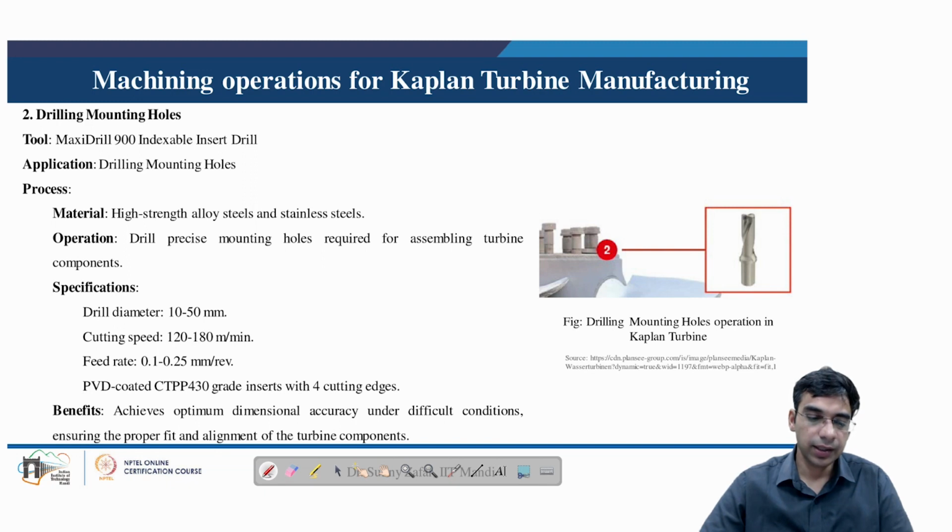Here drill diameter of 10 to 50 millimeters, cutting speed of 120 to 180 meter per minute, and feed rate of 0.1 to 0.25 millimeter per revolution are utilized. So in this case, the cutting tool is coated using physical vapor deposition or PVD to create the CTPP430 grade inserts with 4 cutting edges. This ensures optimal dimensional accuracy under difficult conditions, ensuring proper fit and alignment of turbine components.